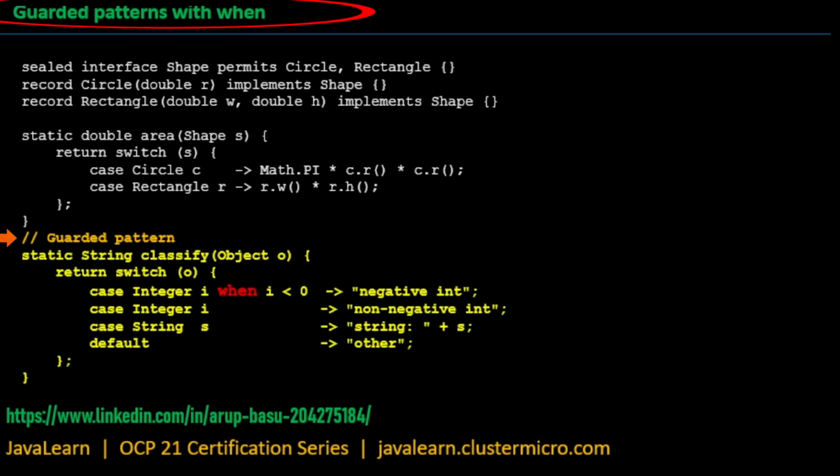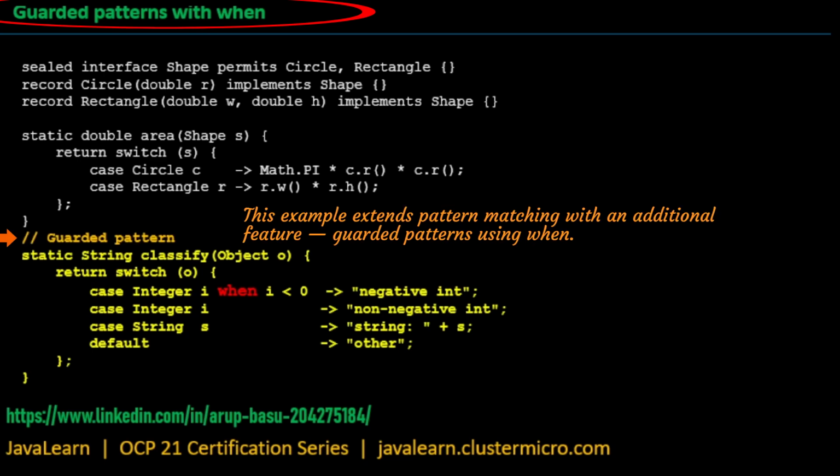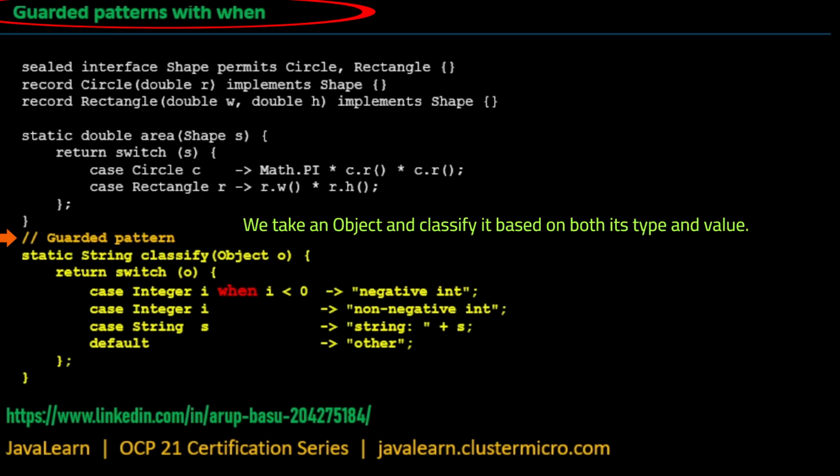Now let us look at the method classify. So this example extends pattern matching with an additional feature, guarded patterns using when. It lets us add extra conditions on top of type matching. So we take an object and classify it based on both its type and value. The switch expression returns a string. So this is both type checking and value computation in one step.